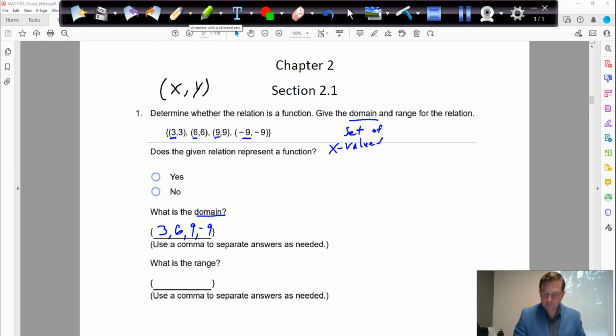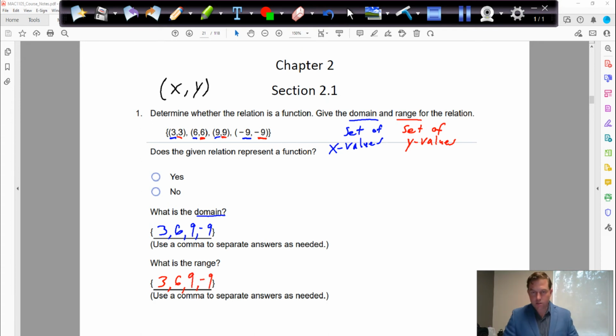Okay, similarly, the range is the set of y values in the function. So in an ordered pair, it's just the second number. So we just grab the second number from each ordered pair and record those. 3, 6, 9, and minus 9. Now, this is just a coincidence.